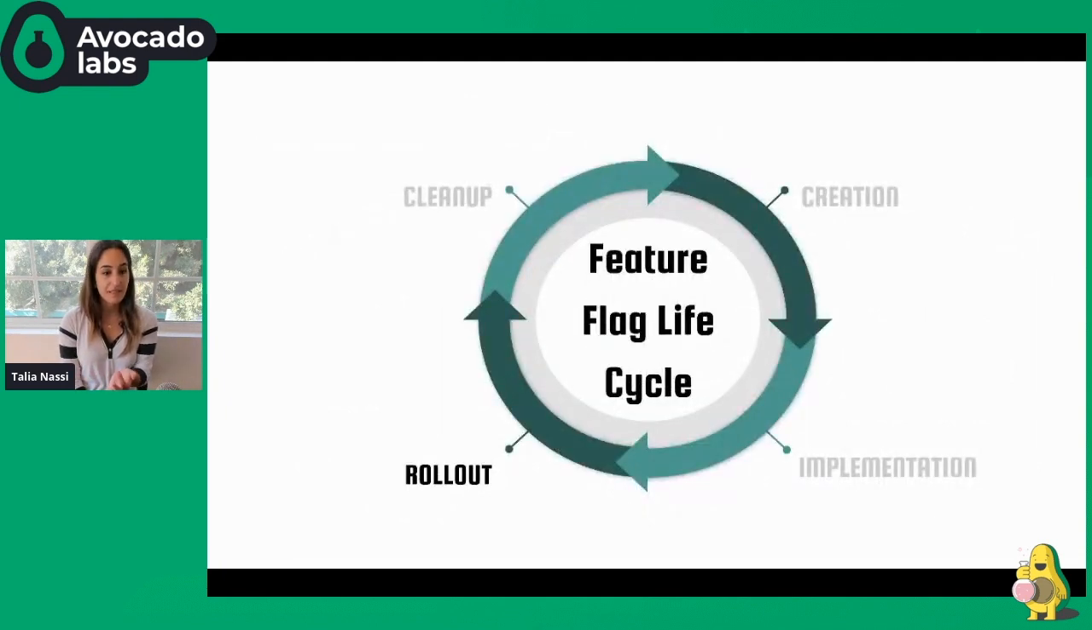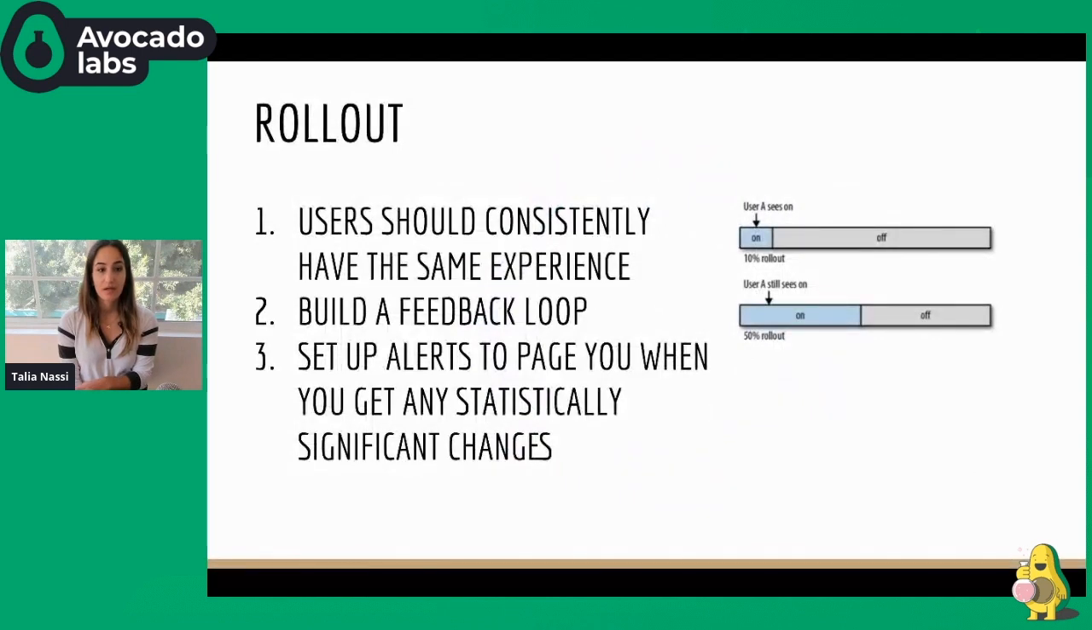And then the next step is rollout. So the most important thing when you roll out a feature using feature flags is that increasing exposure to a feature should not affect the current exposed population. So if user A sees a feature when the feature is only at 10% rollout, then they should continue to see that feature even as you roll out to a higher percentage. So you should have this consistency with your users so that users have the same experience.